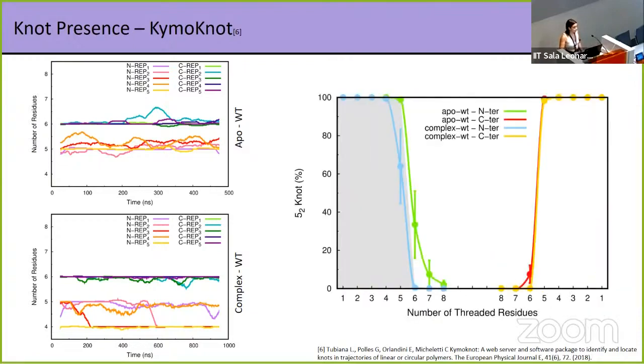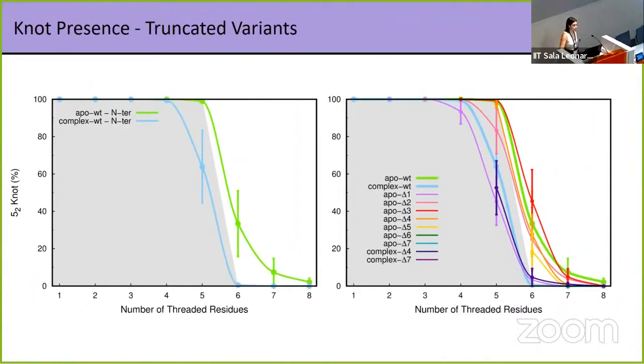With these values in mind, we were able to plot the distribution of our percentages of knots during our simulations and the number of threaded residues. And we can see that, just like I told you before, if we cut around 5 residues, going forward we abolish completely our knot. And moving forward, we decided to only focus on the N terminus of the protein because, as you remember from the first slides that I showed you, the N terminus is actually quite close to the active site. And so we decided to focus only on this part of our protein. And the next step was actually to produce truncated variants of our protein.